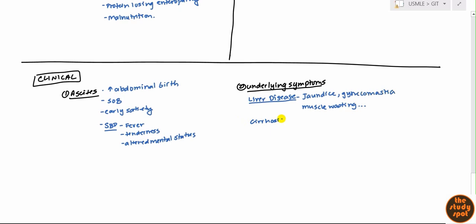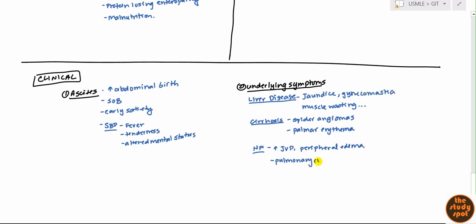And if they've got cirrhosis as an underlying cause, then of course you have spider angiomas and the palmar erythema as well. So there's many other symptoms. So keep that in mind. That helps you with the diagnosis. And if it's due to heart failure, then they might have an elevated JVP. They might have some peripheral edema, or they may even have some type of pulmonary congestion, and that can just kind of point you towards heart failure.